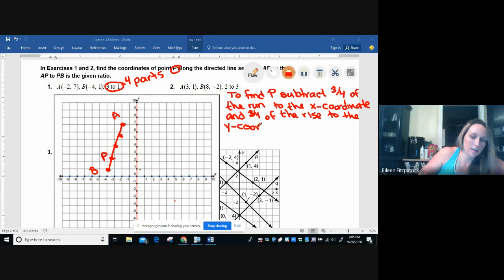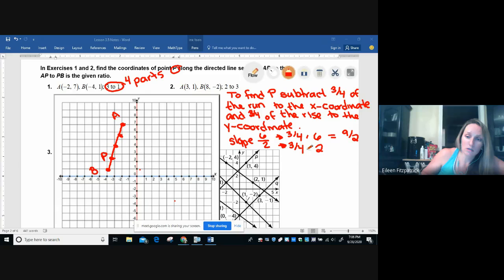All right, so what exactly do I mean by that? So let's find 3/4 of the run and 3/4 of the rise. Remember the slope? Rise over run was 6/2, which I didn't simplify on purpose. So if I find 3/4 of the rise, what's 3/4 times 6? 3/4 times 6 is 9/2. And then if I find 3/4 of the run, 3/4 times 2 is equal to 3/2.